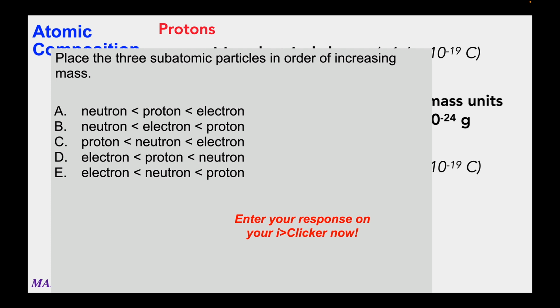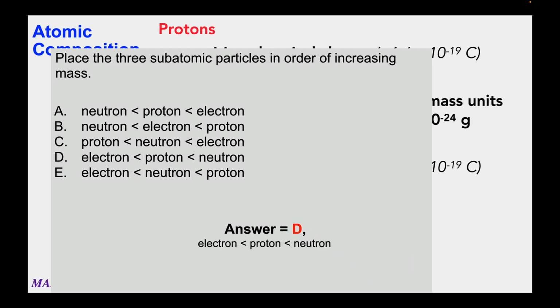Here's the kind of question to see how you're doing with this information. It says place the three subatomic particles in order of increasing mass, so from the smallest to the biggest. And like we talked about in the last part there, the electron is much, much, much smaller than the proton and neutron, so it's going to be the smallest. It'll go first. And although protons and neutrons are both about 1 AMU, the neutron is a little bit bigger than the proton, so the best answer here would be answer D. Electron is smaller than a proton, and a proton is a little bit smaller than a neutron.